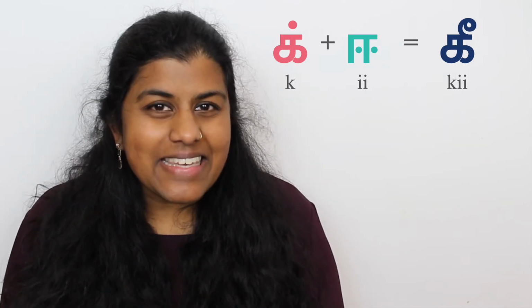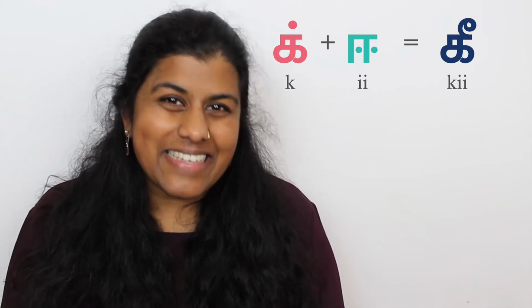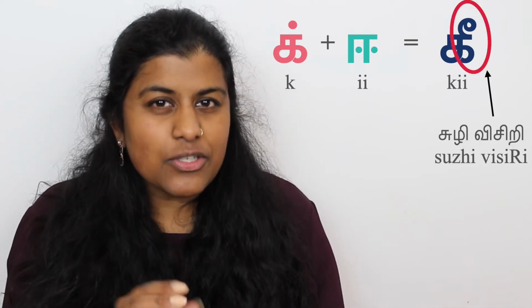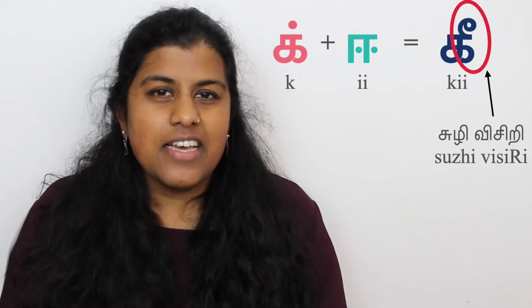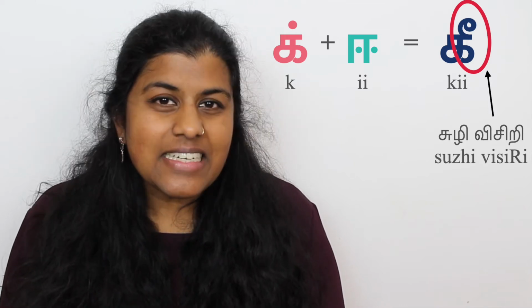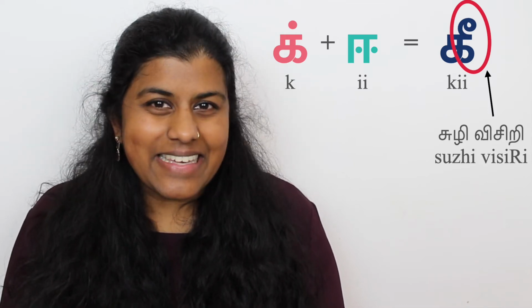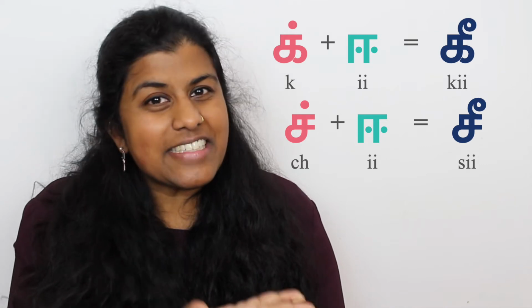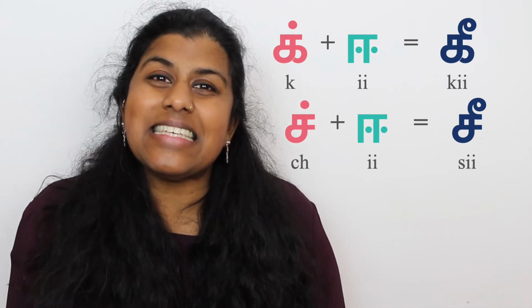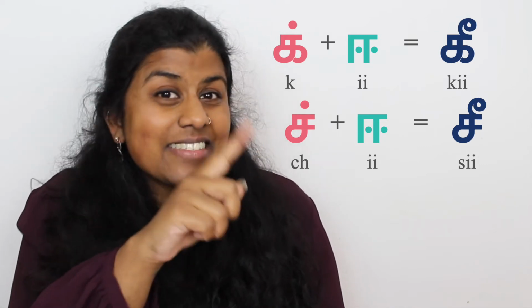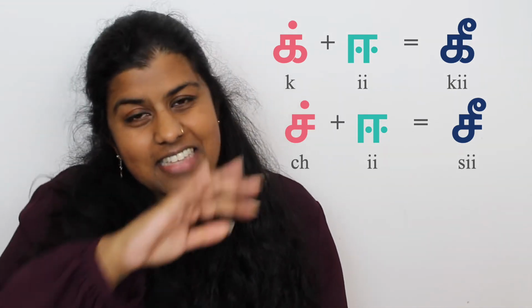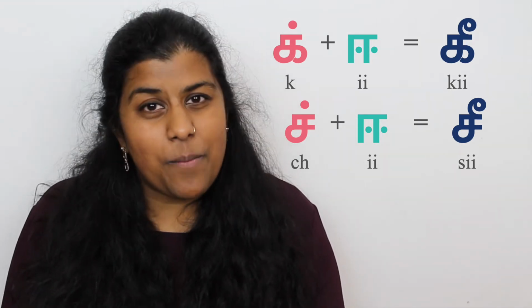Next up, I. So let's combine ik and I. Now here, it's similar to the viscery, but it's got a circle at the end. So it's called suli viscery. Ik and I makes ki. And similarly for ich as well, ich and I makes si. So you can see the viscery stays the same for both letters. And that's the same for the rest of the 18 consonants as well when you combine them.